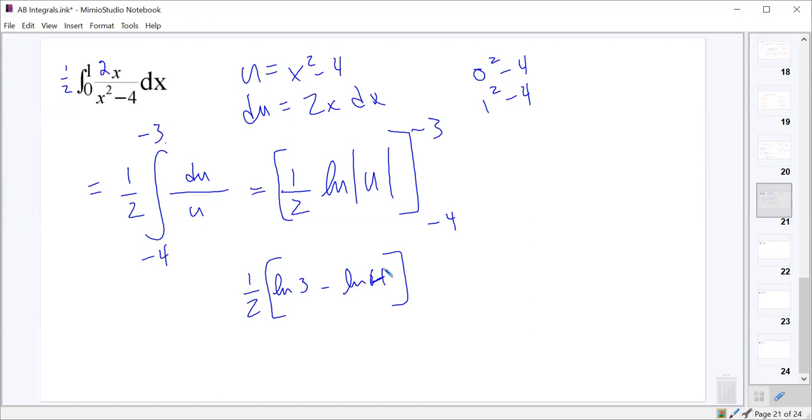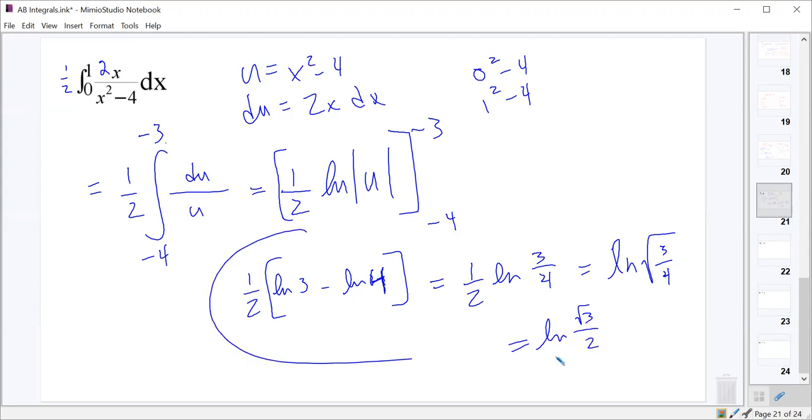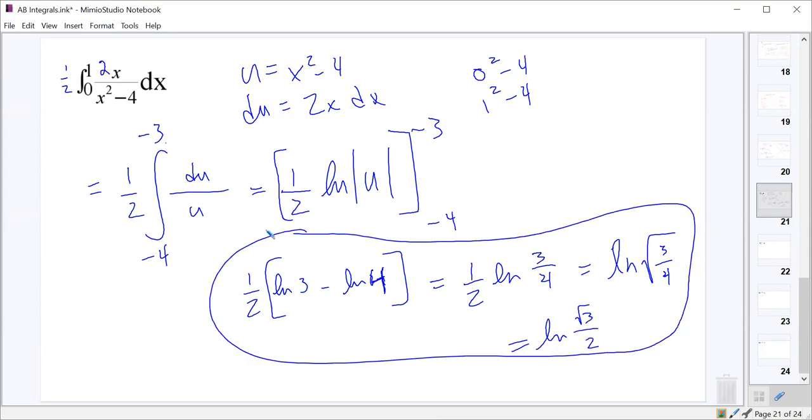But if this was the AP test and this was a multiple choice test, they might have it written in a bunch of different ways, right? You could rewrite natural log of 3 minus natural log of 4 as natural log of 3/4. So you might see an answer that looked like that, or a constant out in front of a logarithm could be applied as an exponent. So you might see this as natural log of the square root of 3/4, or you might see it as natural log of √3 over 2. You could see that as any of those different forms as a multiple choice answer.